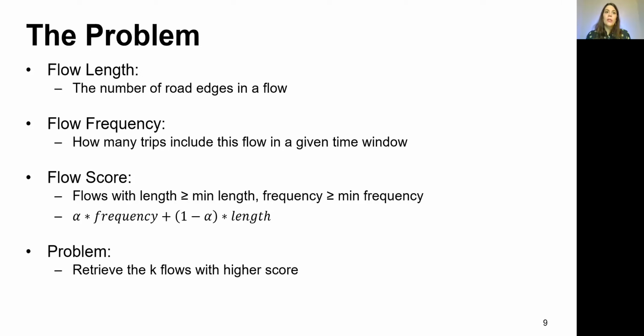The score of a flow is a weighted combination of its frequency and its length. We discard the flows that have length and frequency less than a minimum. Finally, our problem definition is to retrieve the top K flows with the highest score.